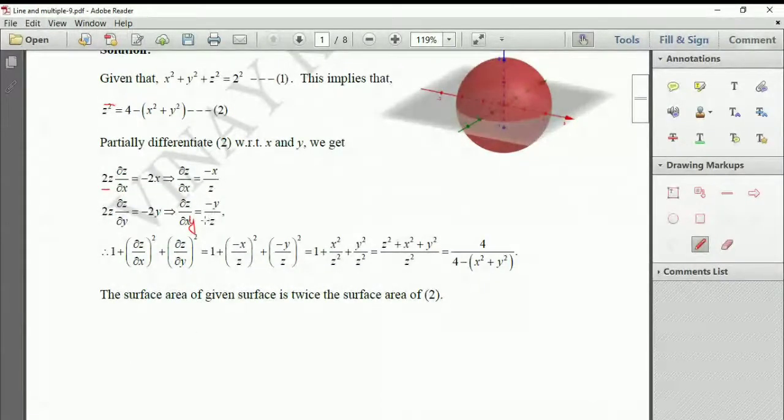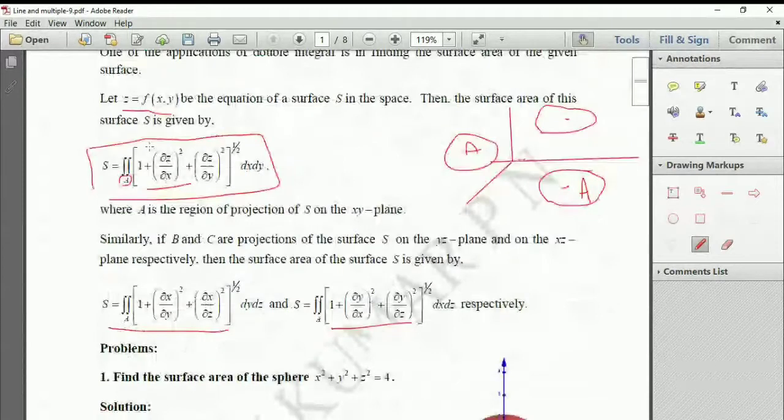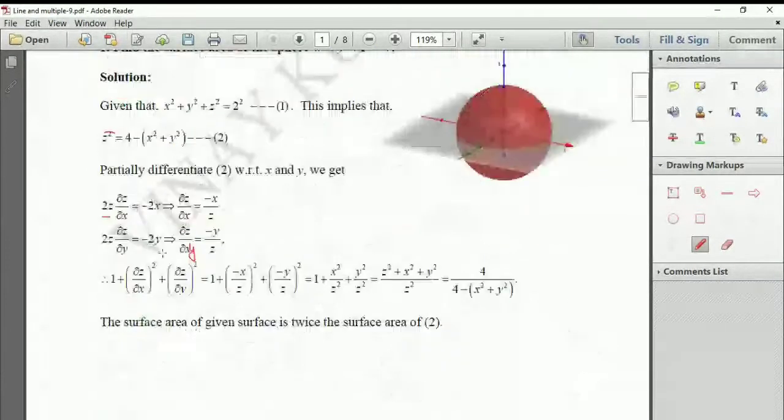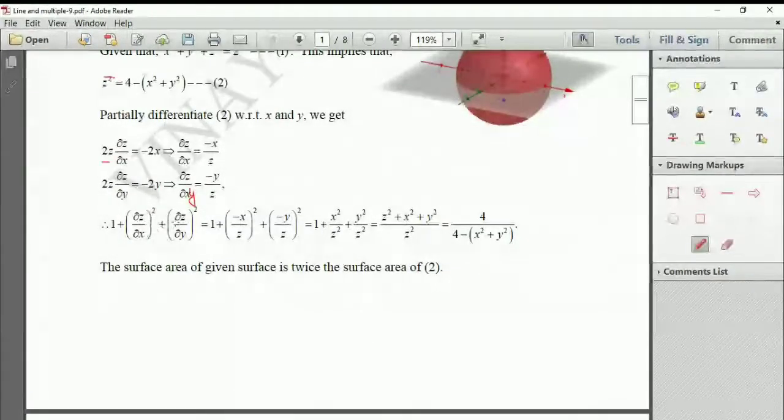Now substitute that in this, so that it will be easy for finding the surface area. So 1 plus dou z by dou x whole square plus dou z by dou y whole square equals 1 plus, what is your dou z by dou x? Minus x by z. Substitute it. What is your dou z by dou y? Minus y by z whole square. Substitute it. So you'll get x square by z square, y square by z square. Take LCM. You'll get z square as the LCM. Then z square into 1 is z square plus x square plus y square.